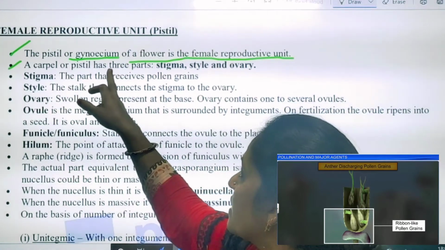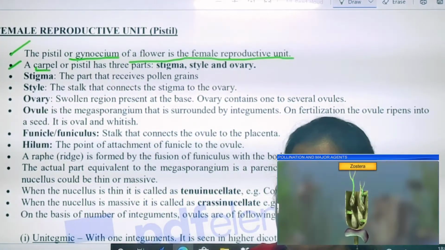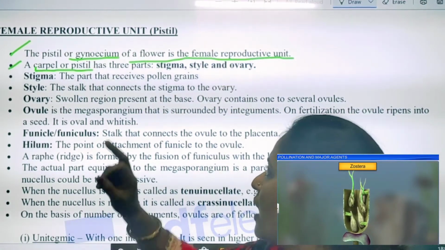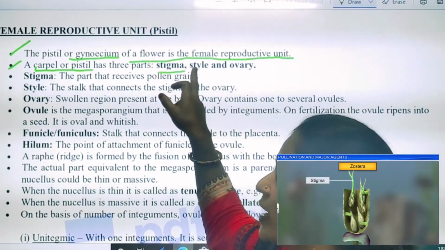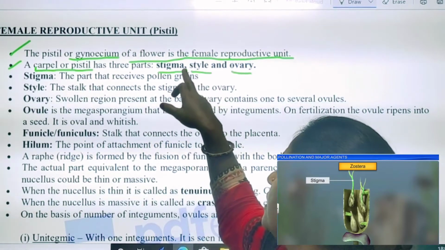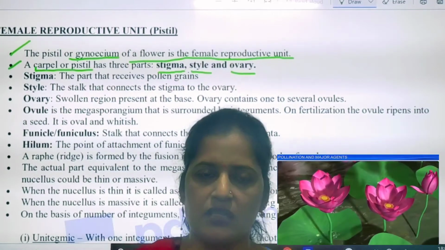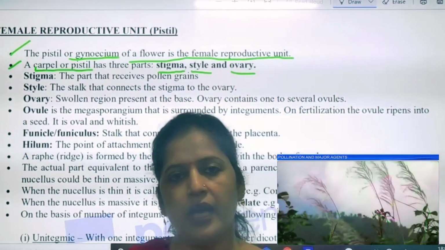A carpel or pistil has three parts. After that, carpel as well as pistil, it is divided into three major parts, and these three major parts are style, stigma and ovary. The three major parts of the carpel or the pistil are style, stigma and ovary.